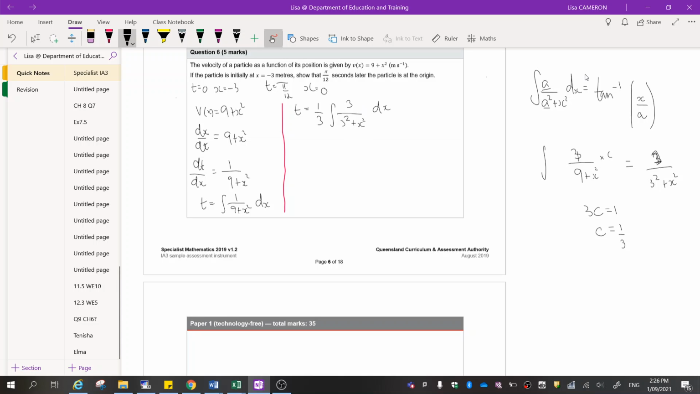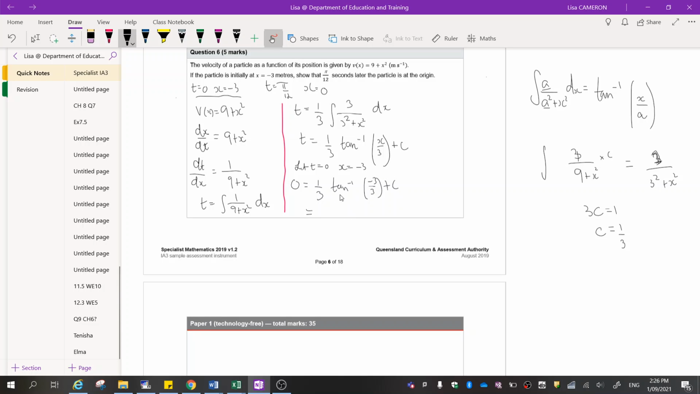Okay, and now this is something nice. Now I can apply this rule. So when I integrate it, it's going to become 1 over 3 tan inverse of x over 3 plus c is equal to t. Now I can start doing some substitution to work out what c is. I'm going to use this first fact over here: let t equal 0 and x equal negative 3. So now I've got 0 is equal to 1 over 3 tan inverse of negative 3 over 3 plus c.